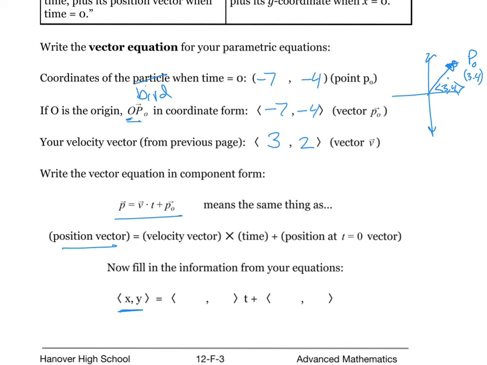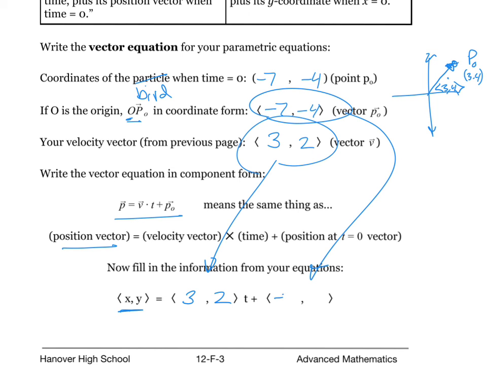The slope, the rate of change of the position with respect to time, is our velocity vector. So that's the 3, 2 from here. And the initial position vector when time was equal to 0 is the last piece, and that comes from here, -7, -4. And that's it.